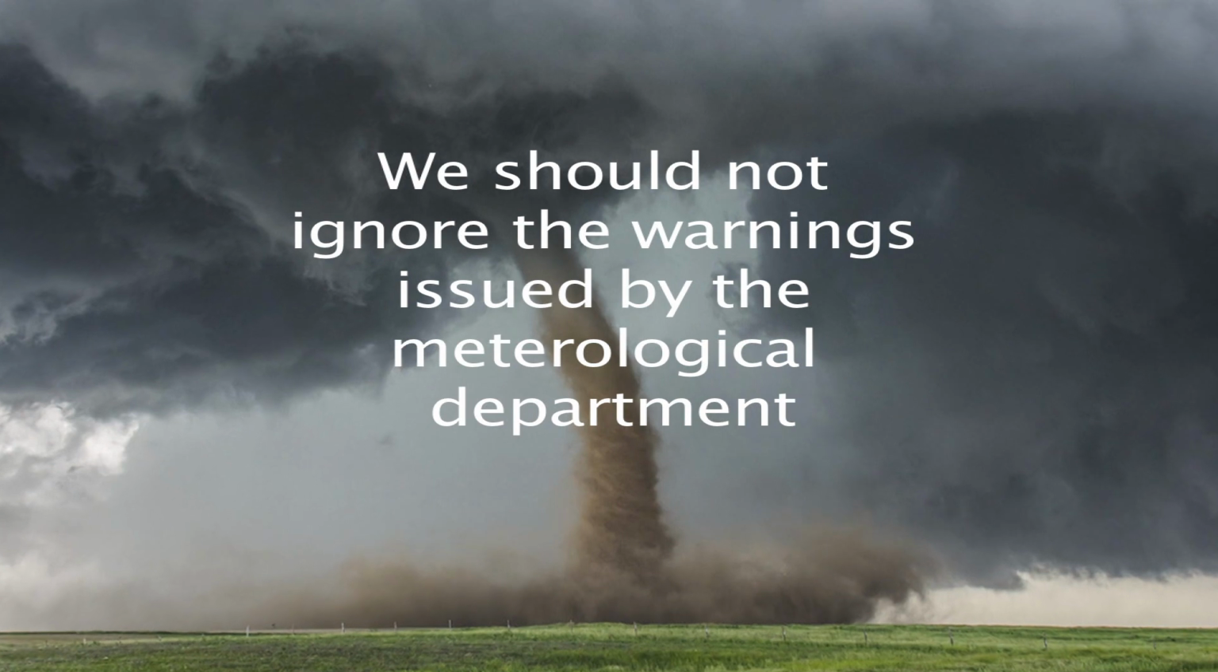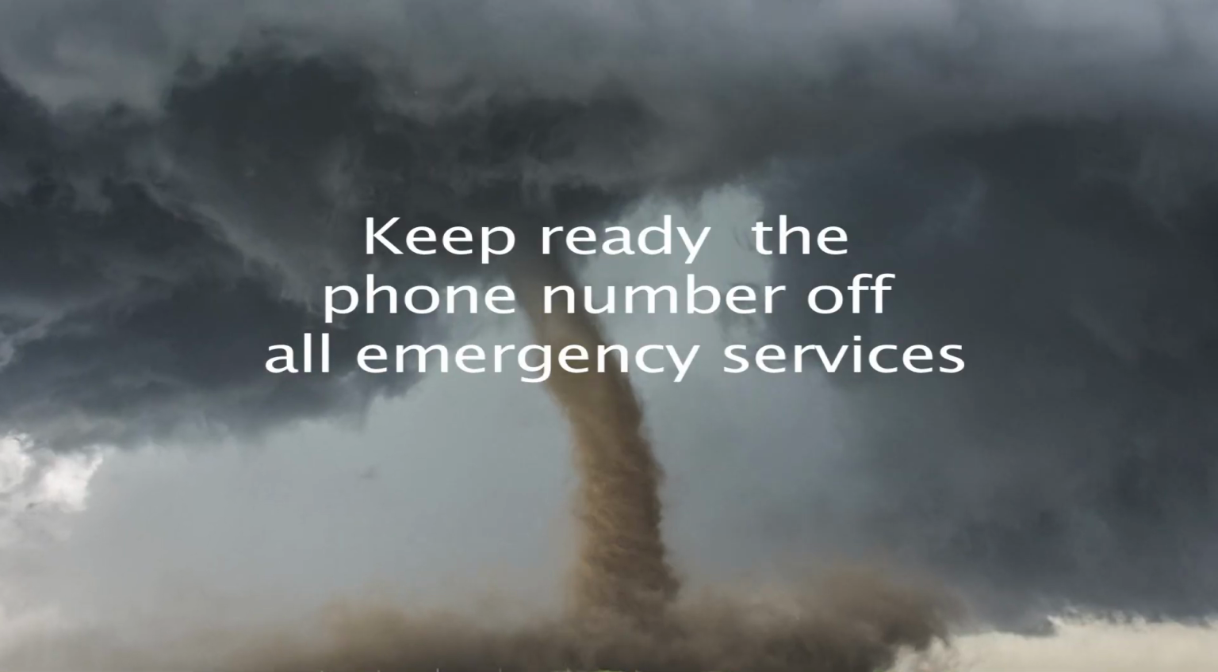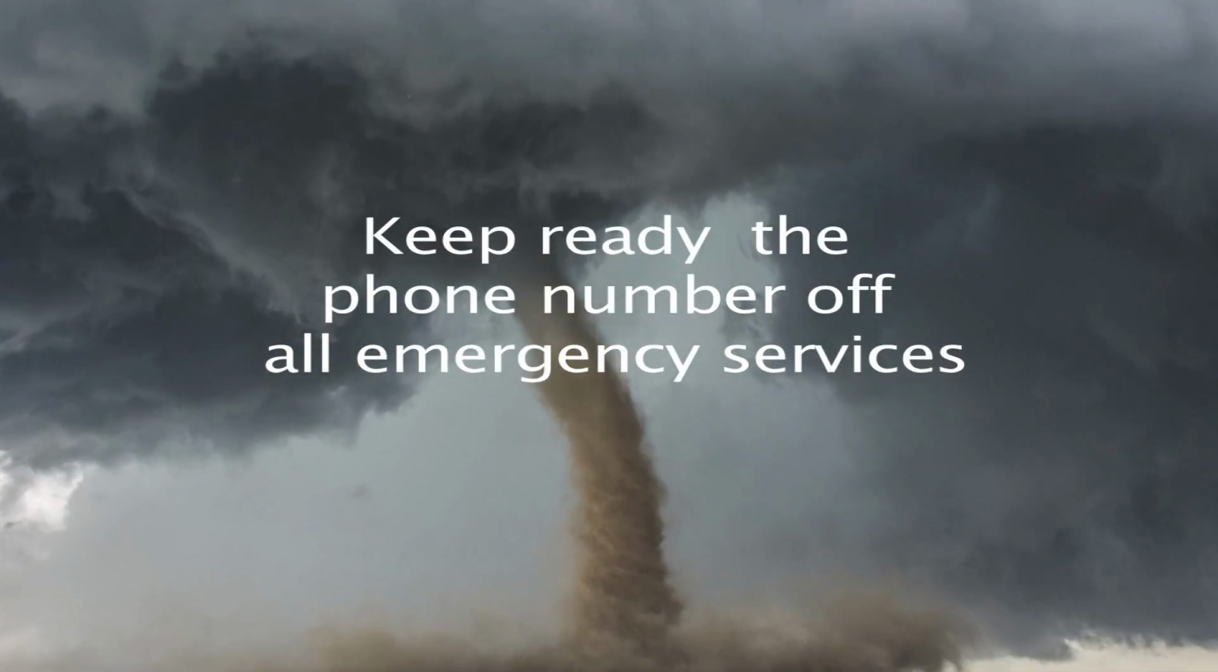To avoid any loss in form of life, wealth, etc., some of the precautions we should follow during a cyclone or tornadoes are: we should not ignore the warnings issued by the meteorological department. We should make necessary arrangements to shift the essential household goods, domestic animals and vehicles, etc. to safer place. Keep ready the phone numbers of all emergency services like police, fire brigade and medical centers.